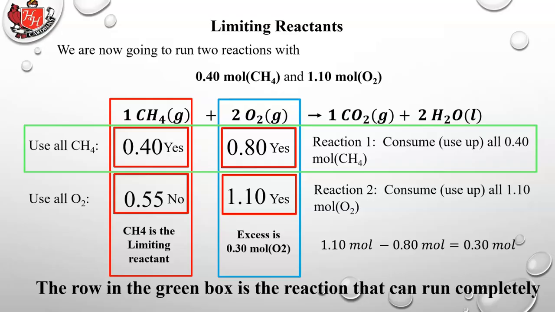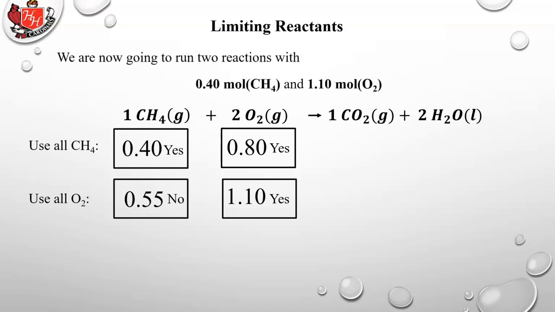Okay, the row down below will not run to completion. You have 1.10 moles of O2, but you're going to run out of CH4 before you run out of O2. So that means the CH4 is limiting, and that reaction will not run to completion. You will not be able to use the 1.1 moles of O2.